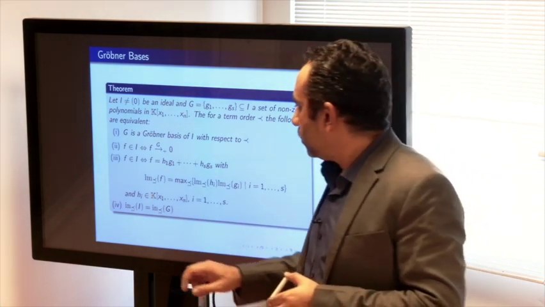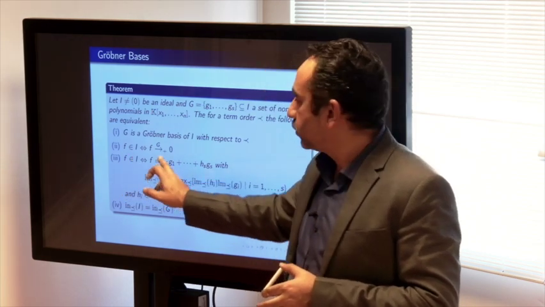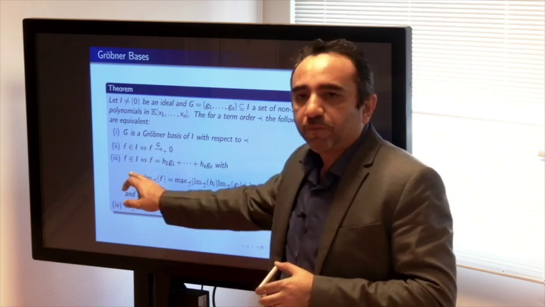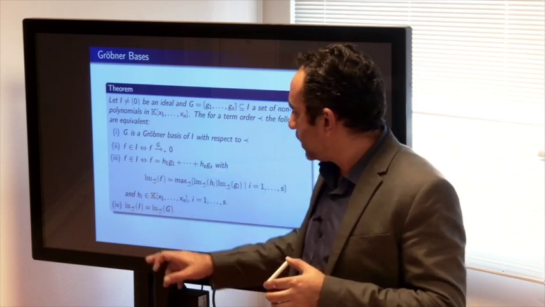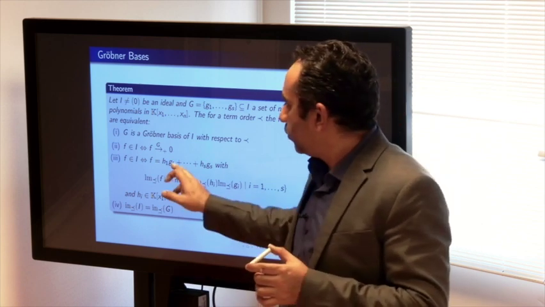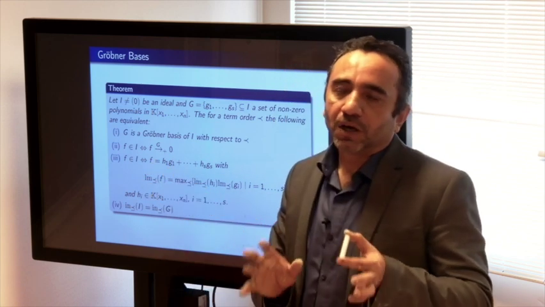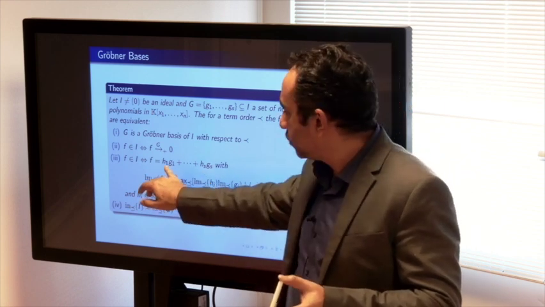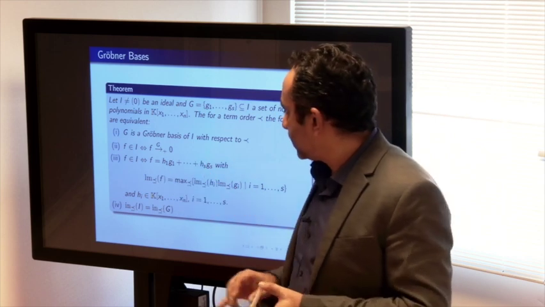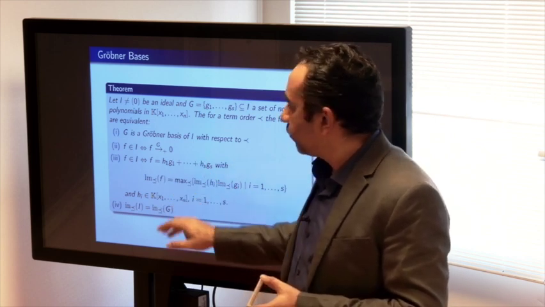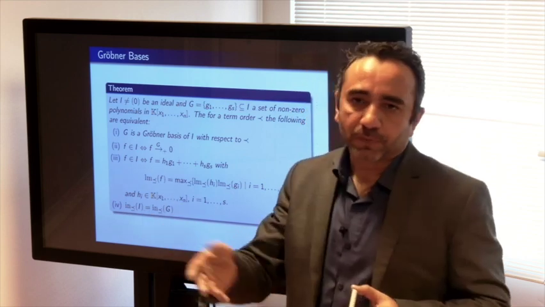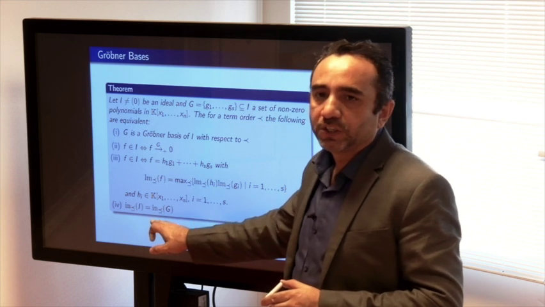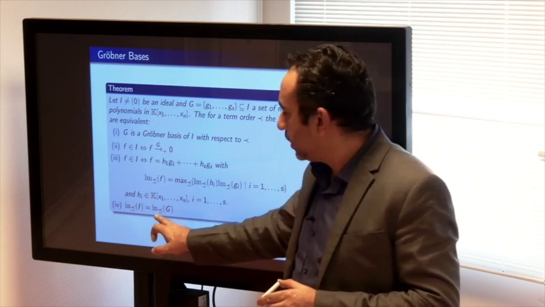Number two, for all f belonging to I, f is reduced to 0 with respect to this G. Then statements 2 and 3 are similar: since f is reduced to 0, we can find some quotients so that the remainder is 0. So that's what is written there, f is equal to h1 g1 plus so on plus hs gs, and the leading monomial of f is the maximum of these terms, because even if some terms cancel out, it is still there. And then the last one is that the initial ideal of I is equal to the initial ideal of G. This is part of the definition.